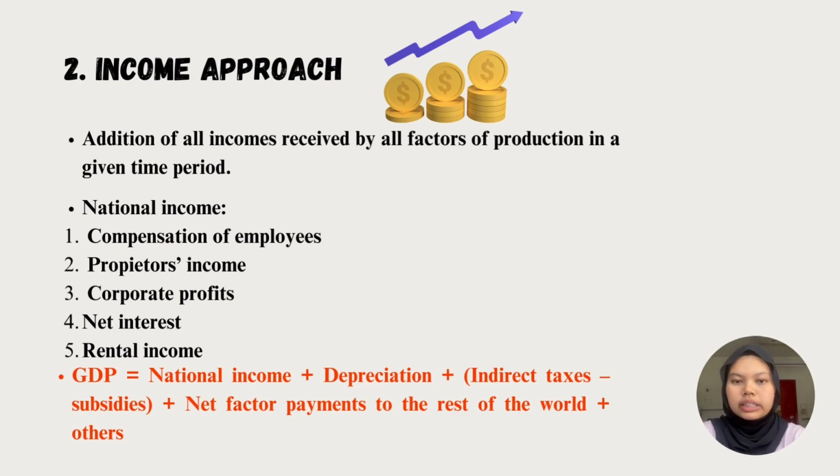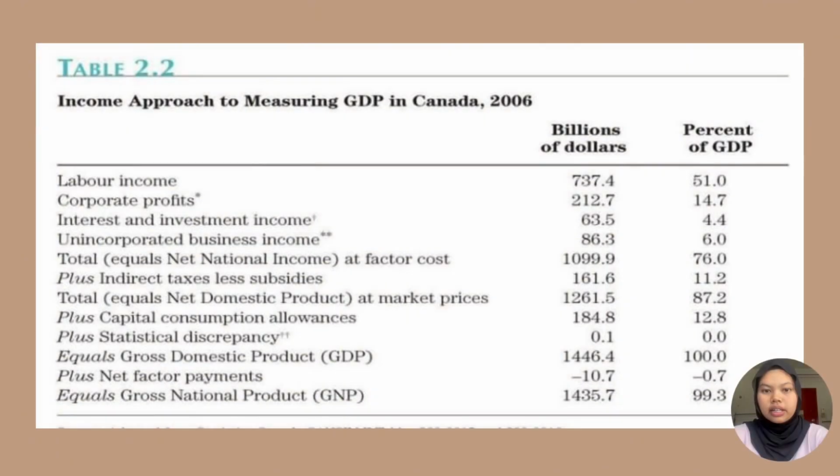So the equation to calculate GDP using the income approach is GDP equals national income plus depreciation plus indirect taxes minus subsidies plus net factor payments to the rest of the world plus others. Since Malaysia doesn't apply the income approach in its economic system, here is an attachment of a GDP calculation using the income approach from Canada in the year 2006.